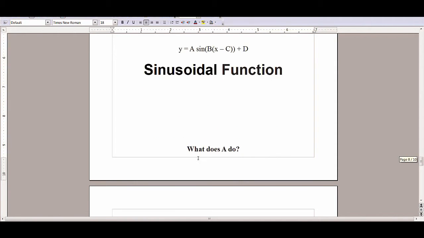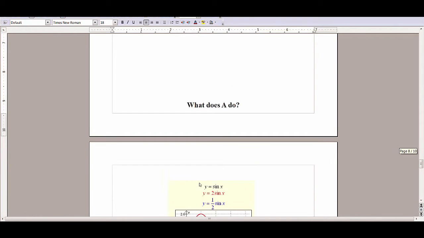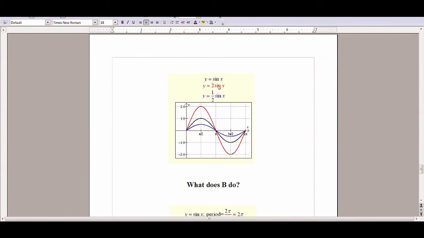So this is a sinusoidal function. What does A do? That's the real question here. So what does A do to this problem? Well, if A is a larger number, it will make the height go higher, which is the amplitude. And if it's smaller, it'll make the height go smaller, and this is the normal one.